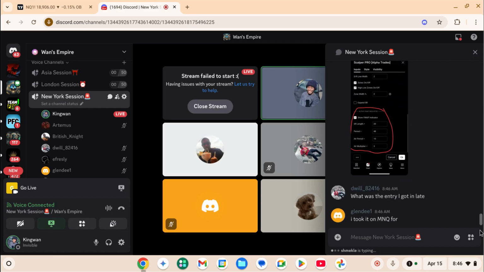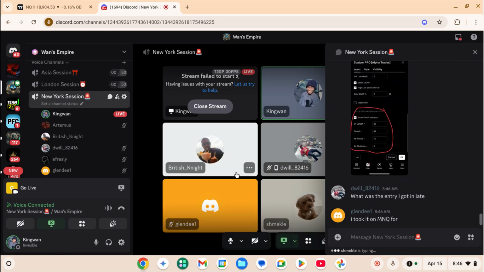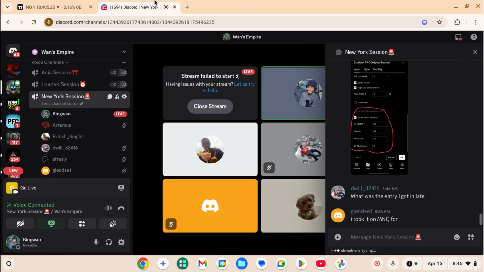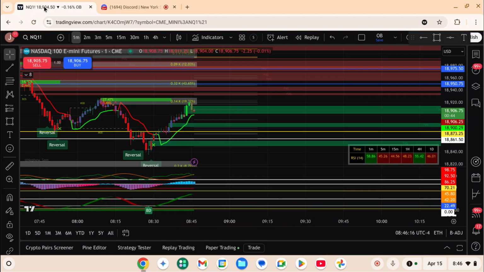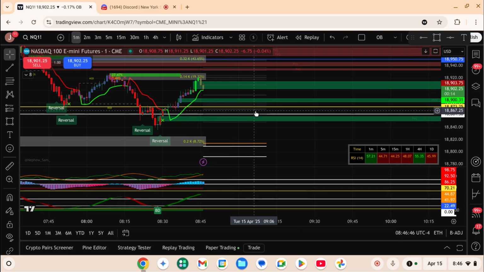Someone asked what was the entry. So the entry was the bottom of the 1 hour order block. If I go back here, this white line here, this 18,860, that's the bottom of the order block. And then this yellow line, it's the top of the order block, which is also yesterday's low.